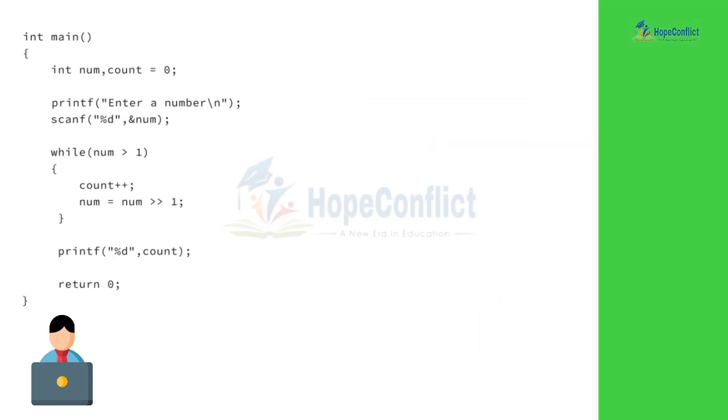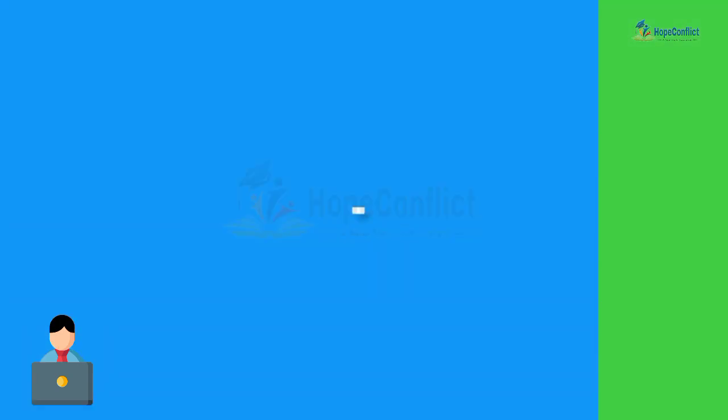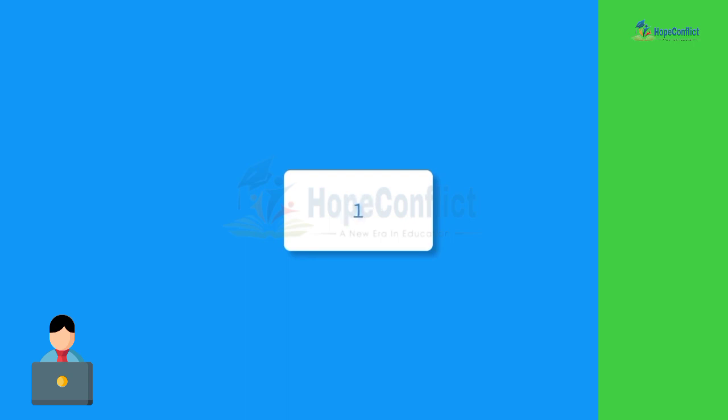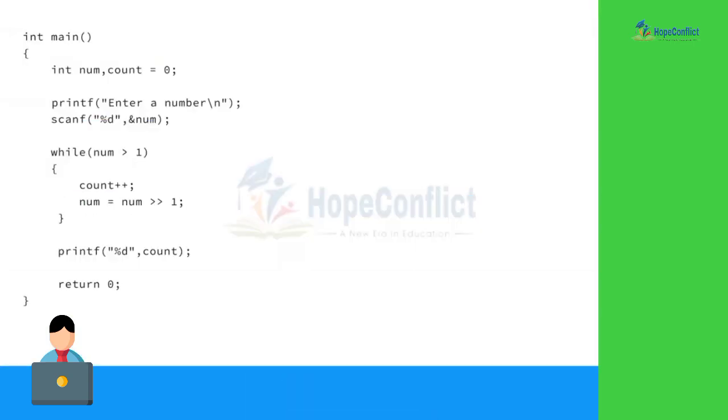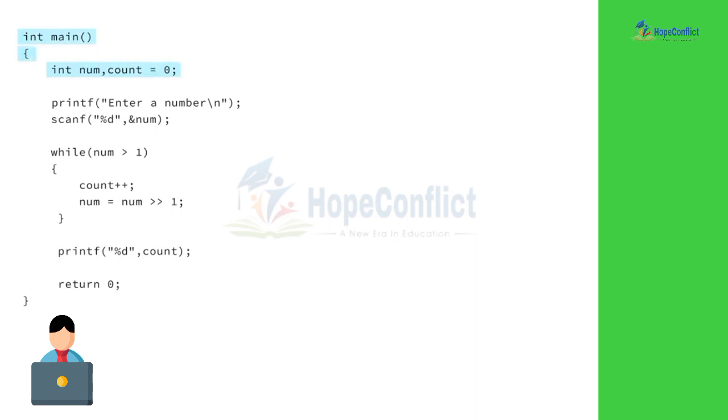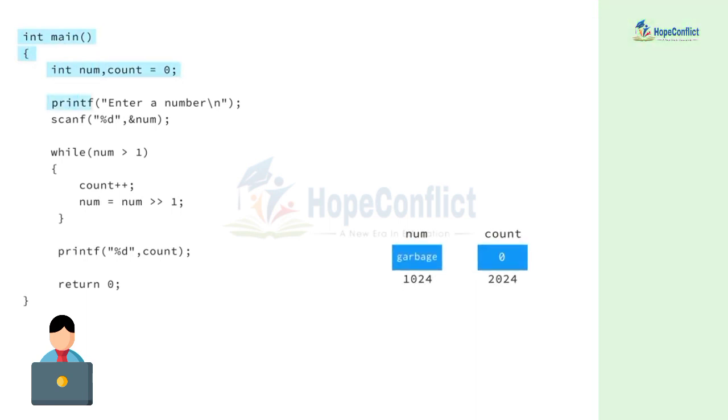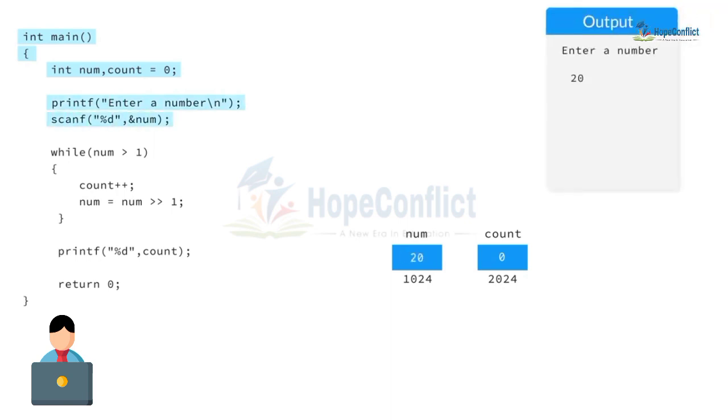Now see the sample program where we get an integer number from the user and display how many times it can be divided by 2 until it becomes 1. We have the main function and we are declaring two integer variables num and count initialized to 0. Now we ask the user to enter a number and that is stored in variable num. Let's suppose it was 20, and now we have this while loop here.